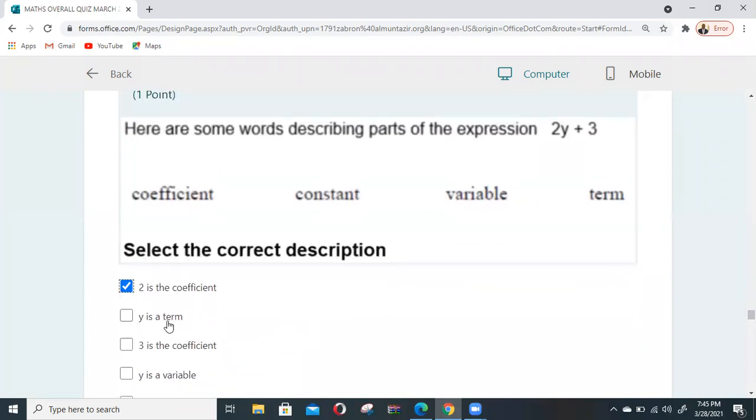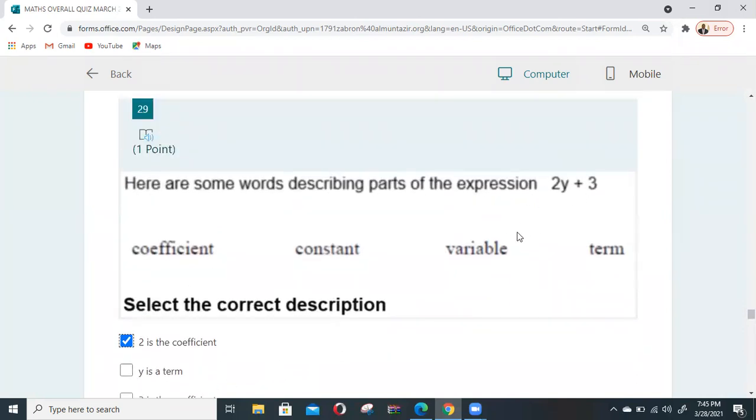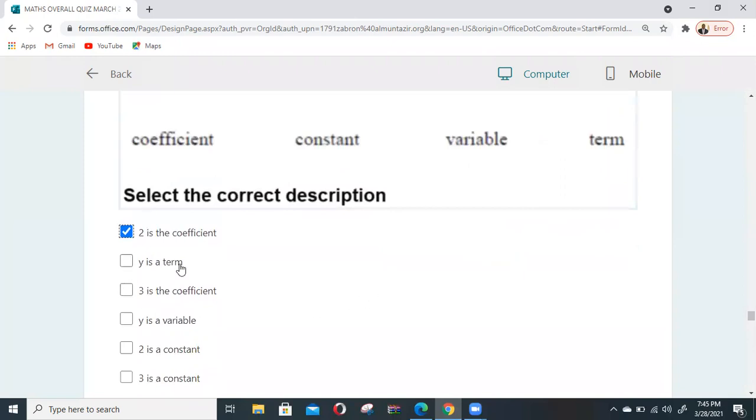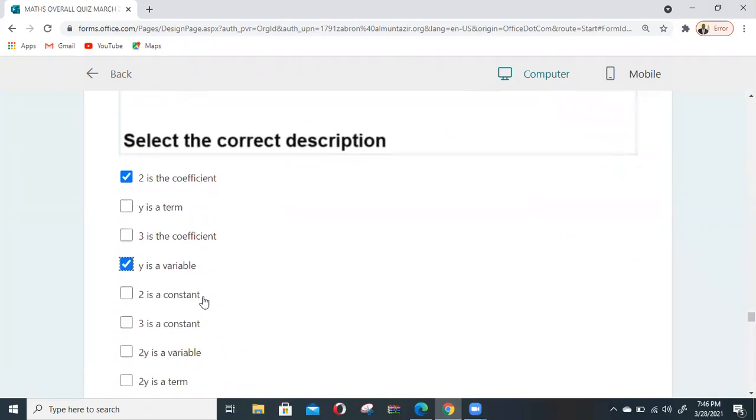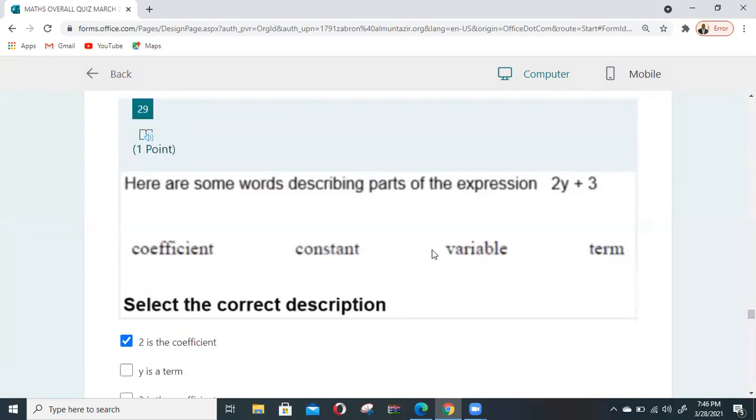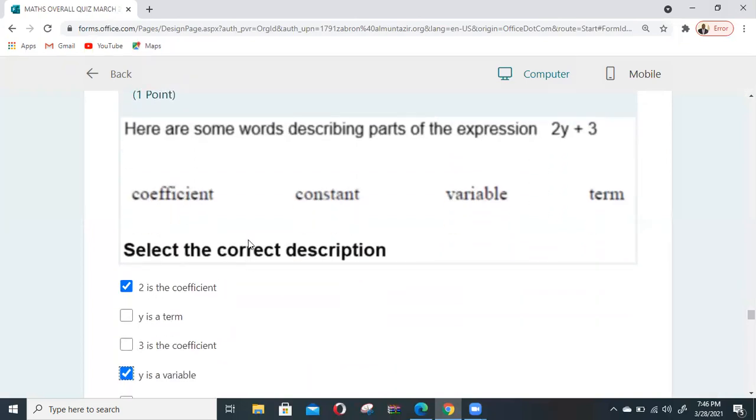Now here they're saying y is a term. No, y is not a term. Y is a variable, because I said a variable is a letter. So y is a variable. Okay, what else? I have coefficient done, variable done.